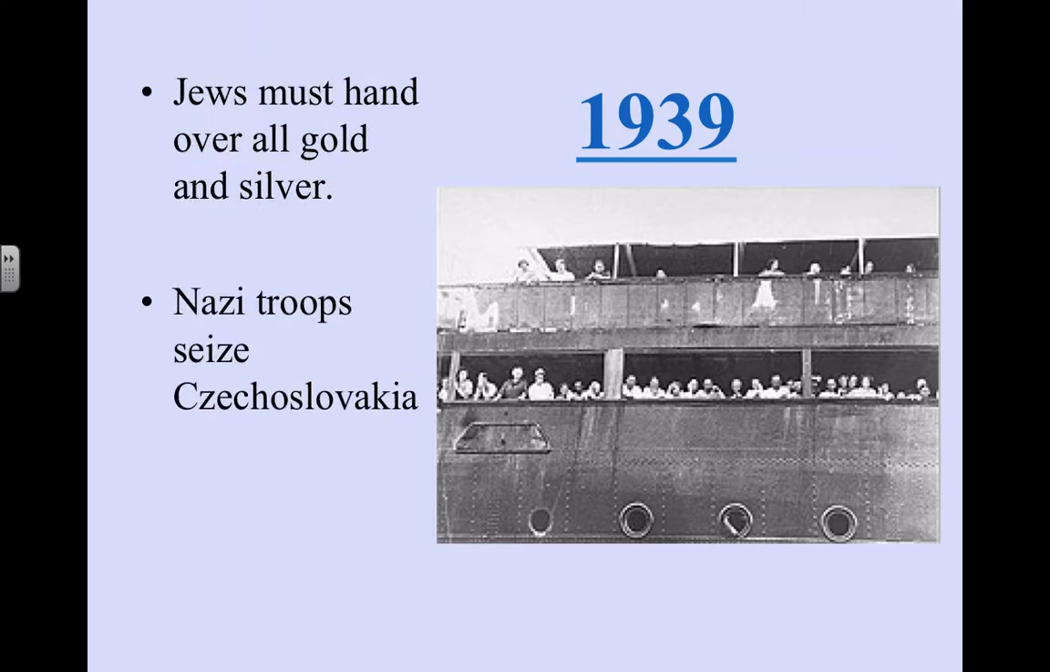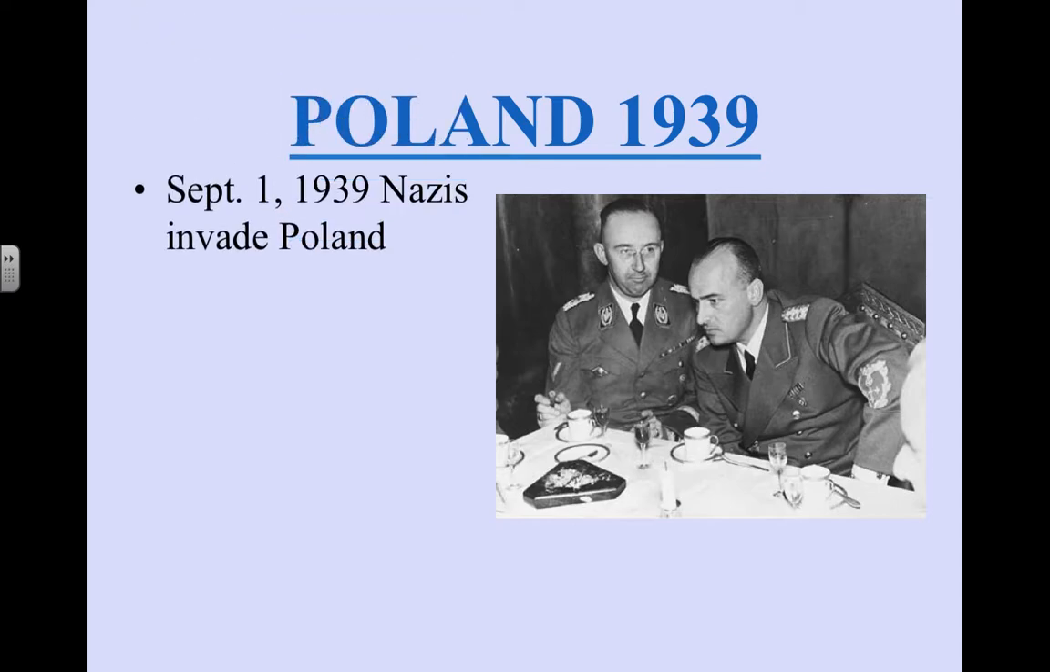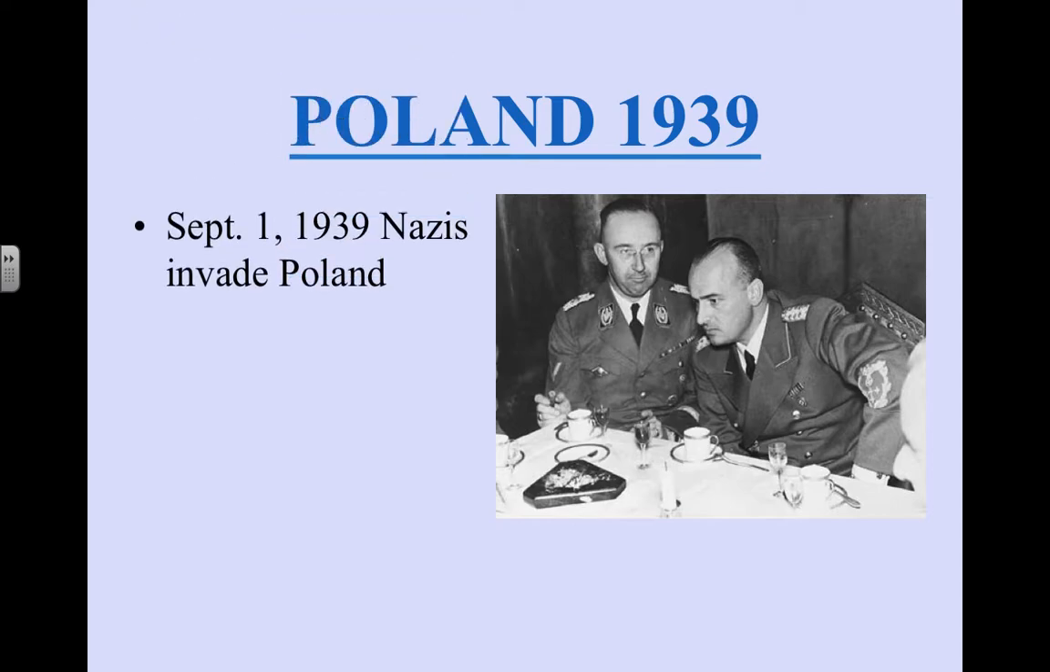Nazi troops seized Czechoslovakia. That's in Eastern Europe, just on the other side of Germany from where Austria is. And 350,000 Jews were captured from Czechoslovakia. So now it's not just in Germany. They're starting to go to different countries. In Poland in 1939, on September 1st, the Nazis invaded Poland.